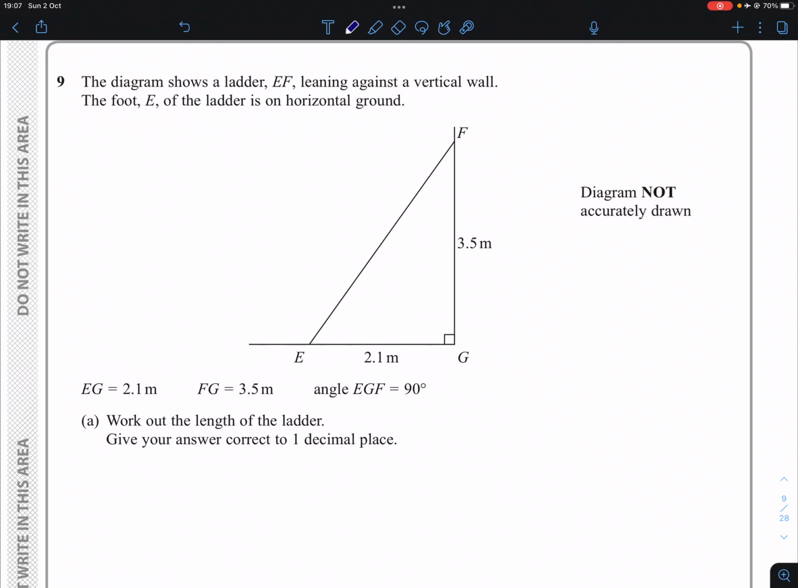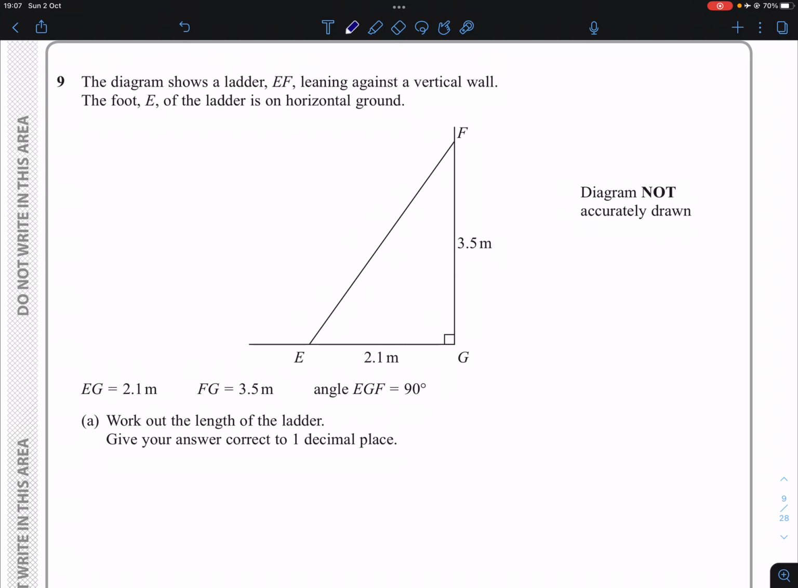Question 9. The diagram shows a ladder EF, which is shown by this line here, leaning against a vertical wall, and the foot of the ladder here is on horizontal ground. Now, the fact that this is on horizontal ground and this is a vertical wall gives you this right angle here, which they've kindly provided for you in the question.